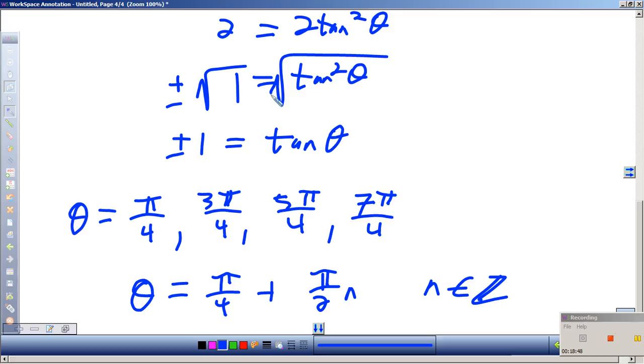So the second part of the question is, what if we just want solutions in 0 to 2 pi? Because some of the problems are going to ask for all solutions, which are looking for an answer like this.